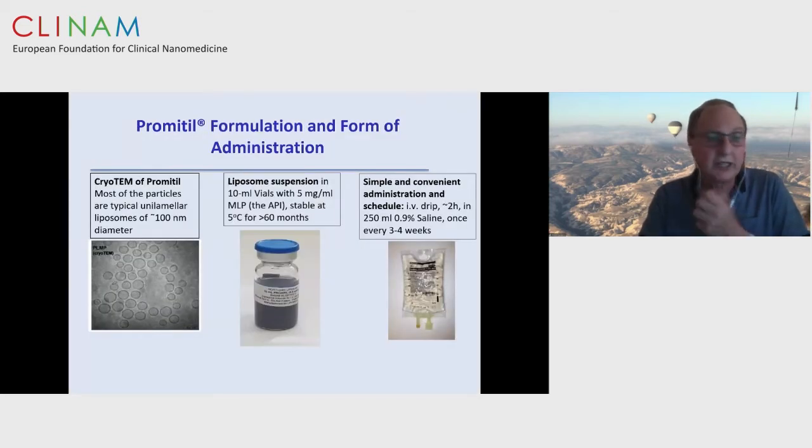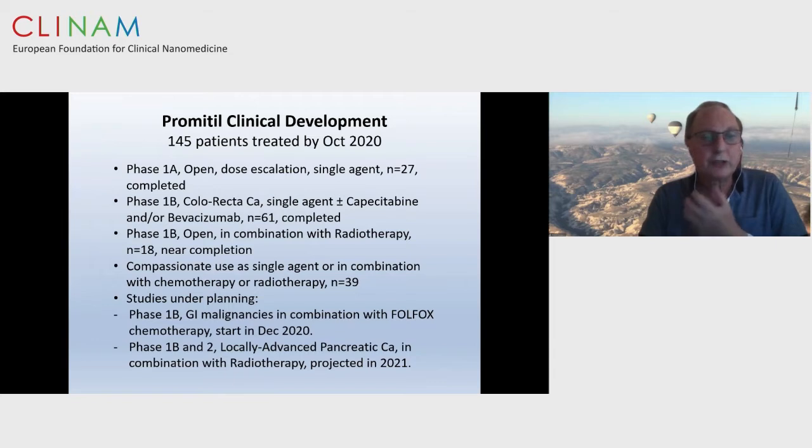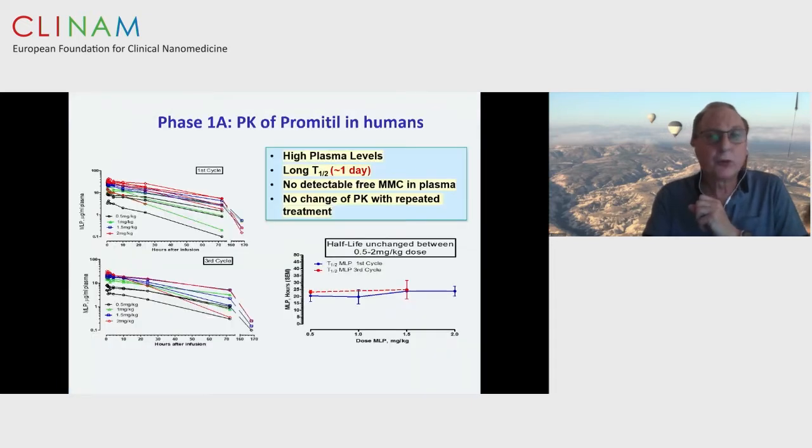The product has already been used in several clinical studies. It is a very robust product with a 60-month stability, and we have done several studies, phase 1A, two phase 1Bs, and we have studies under planning in GI malignancies and also with radiotherapy in locally advanced pancreatic cancer. By now, we have already treated 145 patients, and we hope next year to start more studies that will give a more clear-cut indication to this product.